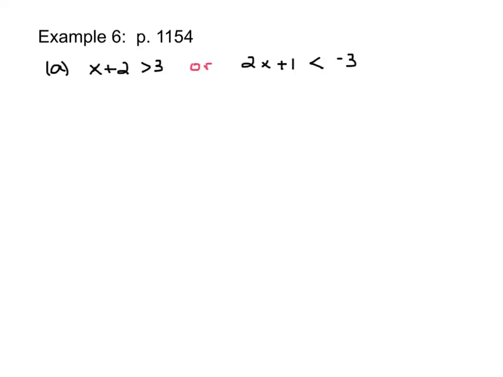Example 6 on page 1154. We have x plus 2 is greater than 3, or 2x plus 1 is less than negative 3. So again, step 1 says to solve each one individually. So I'm going to solve for x, subtract 2 from both sides. So that gives me x is greater than 1, or subtract 1 from both sides.